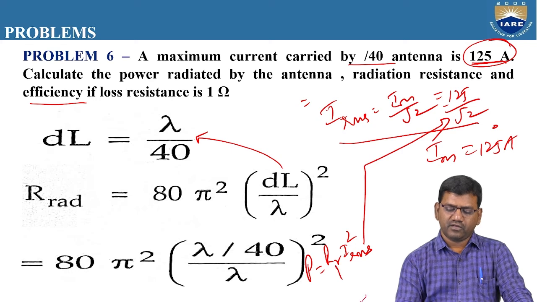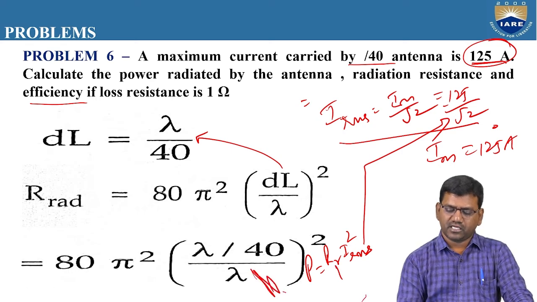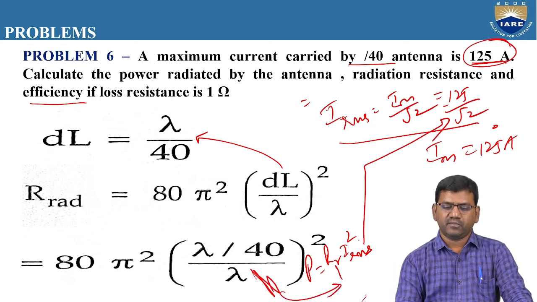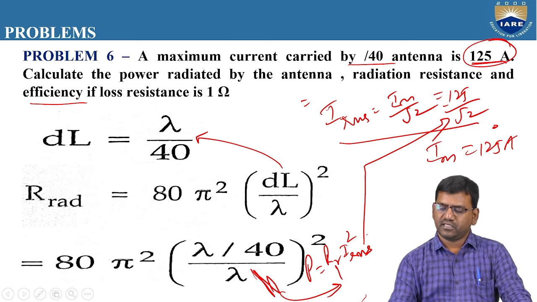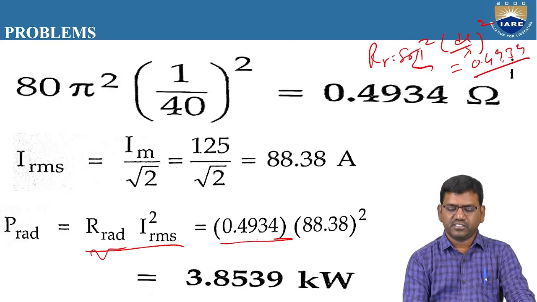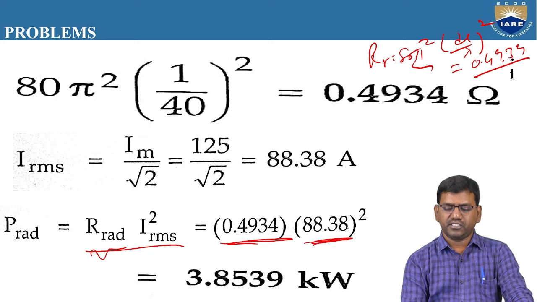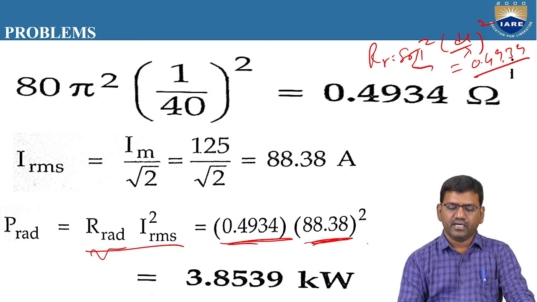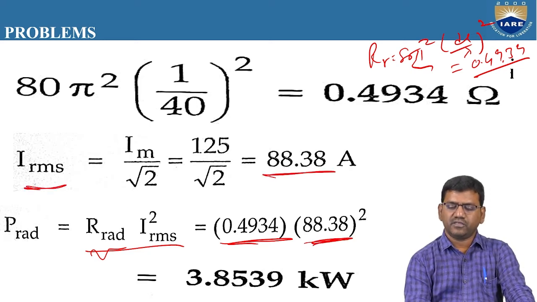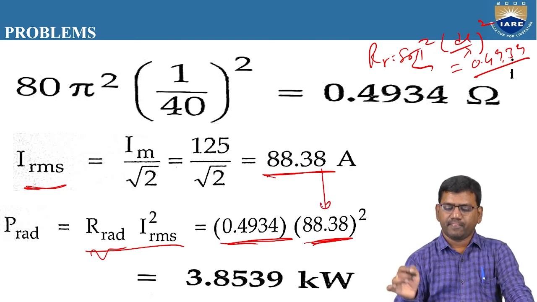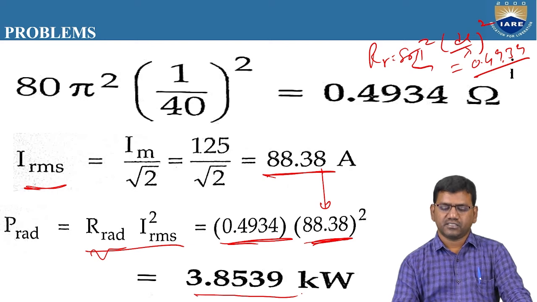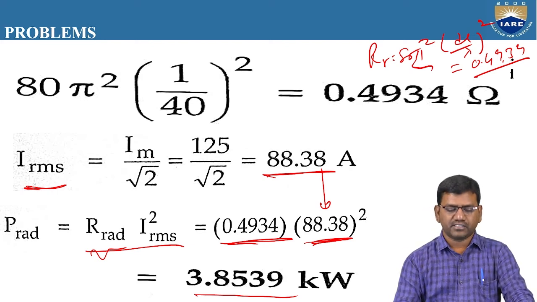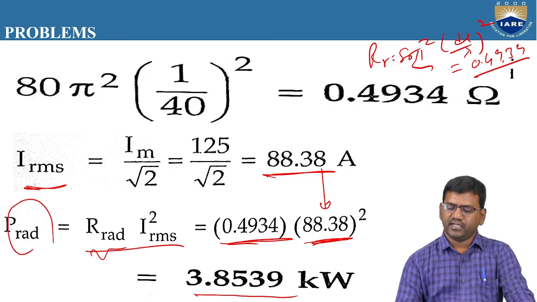And what is the RR value you are getting? This is the RR value. This RR value you substitute here. You will get the amount of power radiated by the antenna. The amount of power radiated by the antenna is 0.4934 into 88.38 whole square. Right? So you substitute this IRMS value 88.38 here. You will get the value as 3.8539 kilowatts. This is the total amount of power radiated.